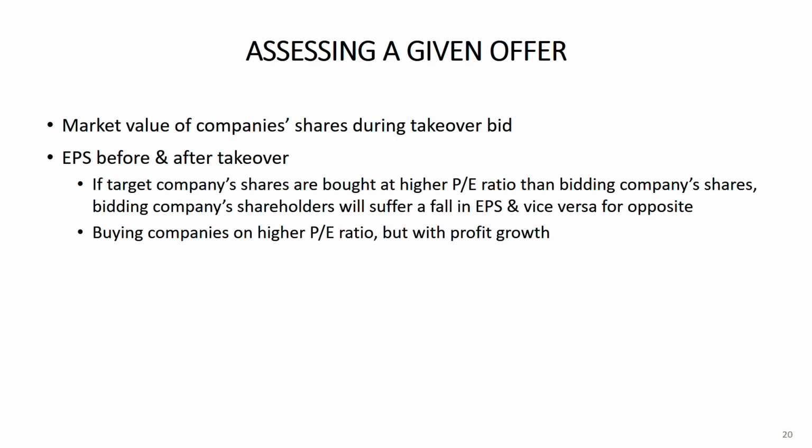Now, buying companies on a higher PE ratio but with profit growth. Now you're buying on a high PE ratio, but there's also profit growth. So in this case, you cannot say that shareholders will suffer a fall in EPS because it is compensated by profit growth. Even if EPS reduces because of the higher PE ratio, that fall will be compensated because of the profit growth.